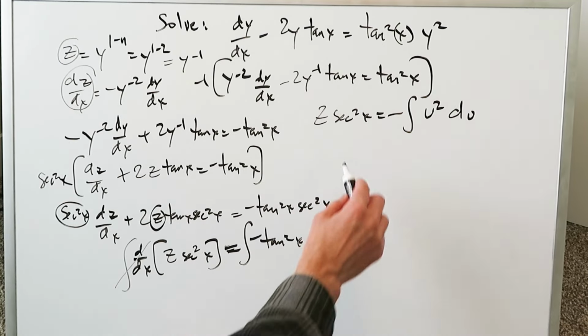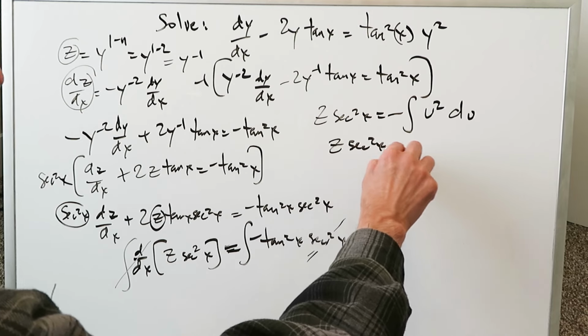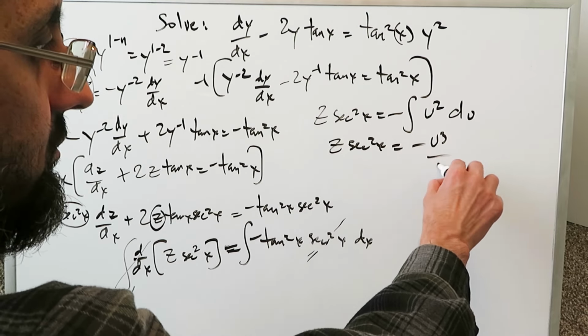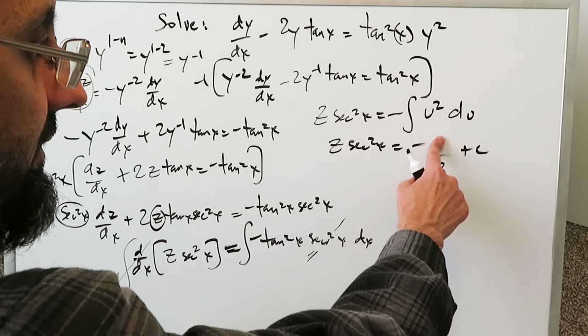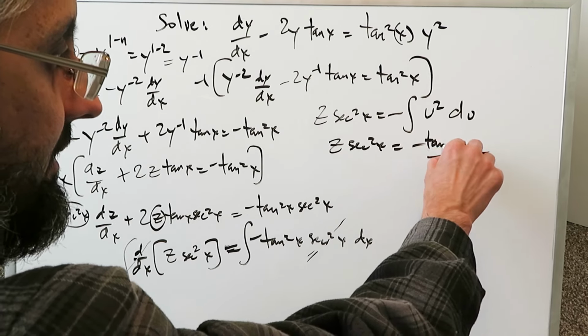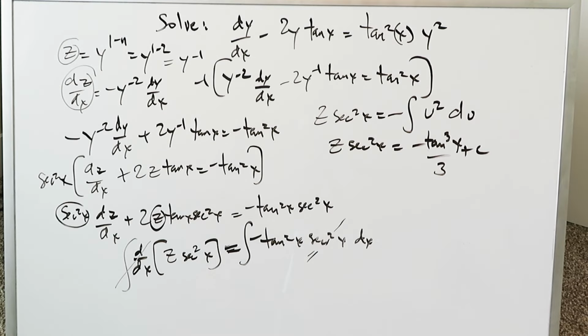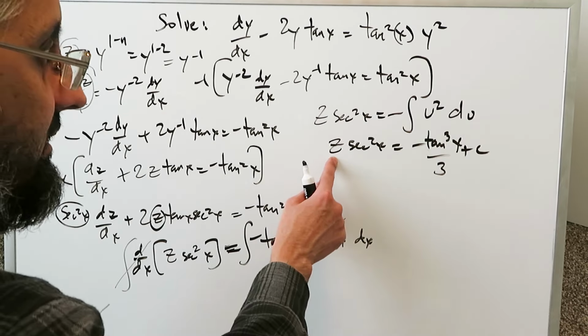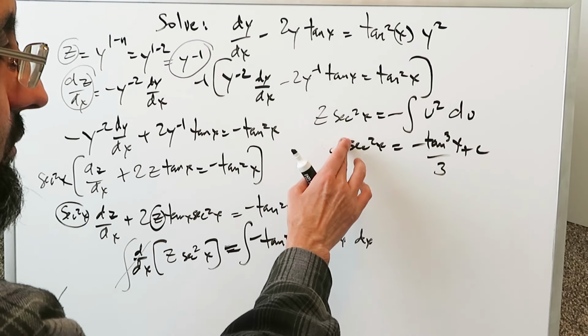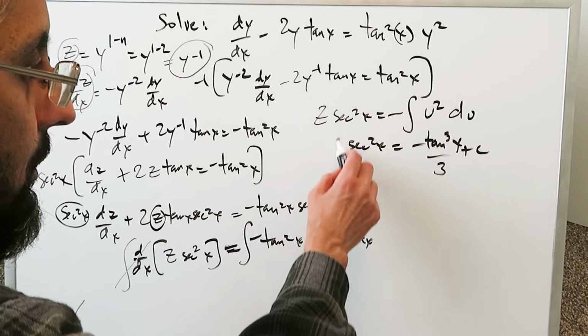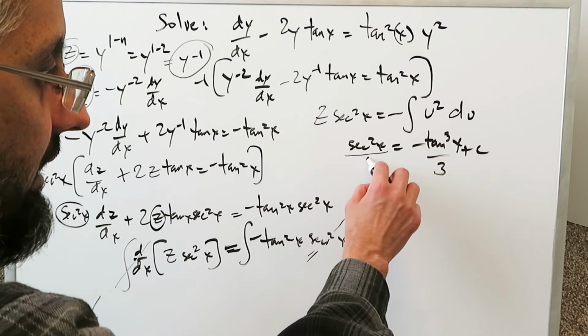What you're going to get from here, z secant square x is equal to minus u cube over 3 plus c. But what is u? We know u here is tan x, so we'll have minus tan cube x plus c. Z is what? Z is exactly right here, y to the power of minus 1. But what is y to the power of minus 1? It's 1 over y. But that's also secant square x over y.